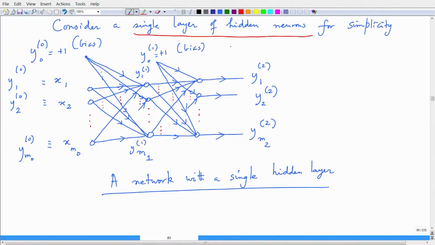At the input here we have these circles. The neuron is really not a neuron here, because we do not have the functionality of a neuron. We just indicate these by circles, but they are just inputs. Excluding the bias, we have m naught inputs.